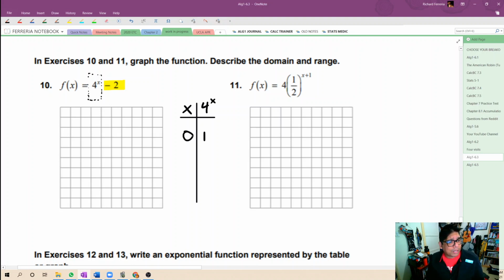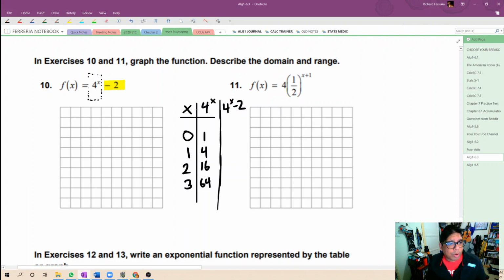Okay, so we know that the ratio is 4, so we're going to multiply by 4. 1 times 4 is 4. And then for the next number 2, we know the ratio is 4 again, so we're going to multiply by 4. That gives me 4 times 4 is 16. And let's do one more. And then we're going to multiply by 4 one last time. That gives me 64. So this is our table of values for 4 to the x.